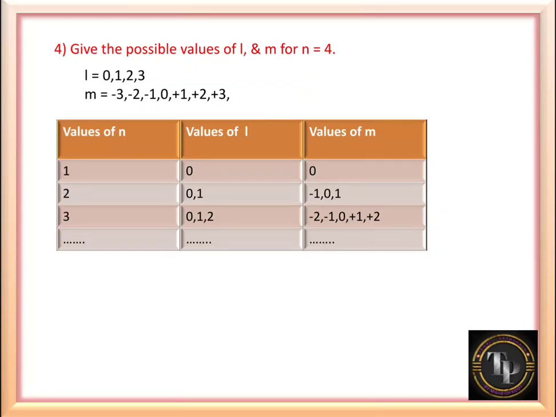And I told you, depending upon the L value, you will get the M value. So if L is 0, M is also 0. If L is 1, M value should be plus or minus 1, meaning minus 1, 0, plus 1. If L value is highest 2, then what is the M value you are getting? Minus 2, minus 1, 0, plus 1, plus 2, like that. I hope you got the concept here, guys.